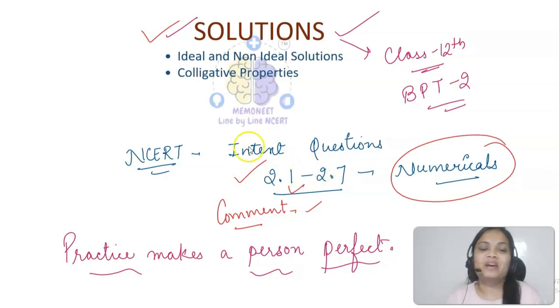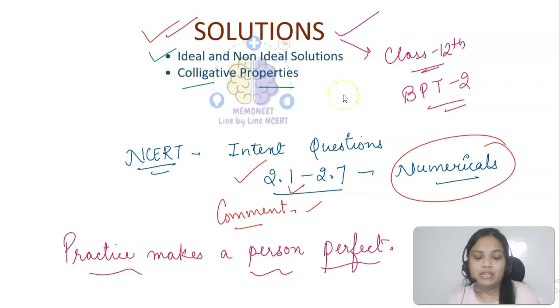The topics for today, as you can see, are ideal and non-ideal solutions, and we will be starting colligative properties. There are 4 colligative properties. I will cover 2 in this lecture and 2 in the other lecture, so that there is no burden on us of studying all of the things at once.